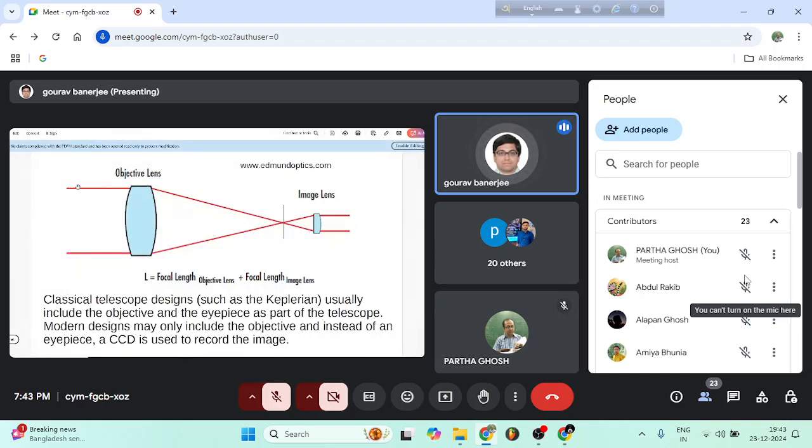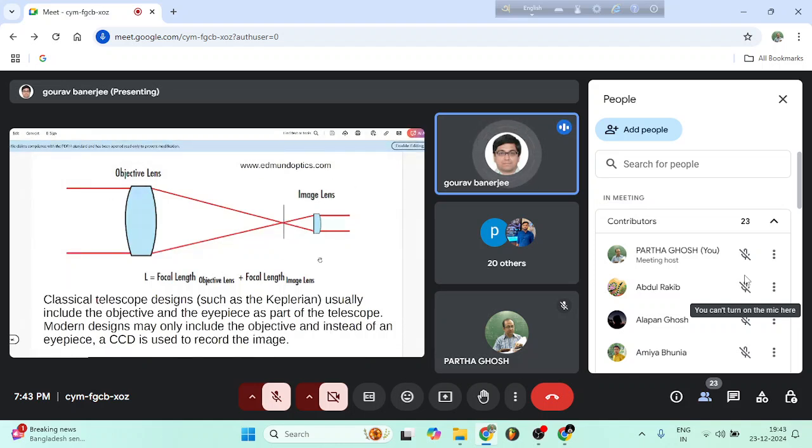So basically, it takes a much larger diameter and compresses it to a much smaller size. And this size is usually fixed to around 7 or 8 millimeters, which is the size of the human pupil. So this entire thing is acting as a beam compressor.